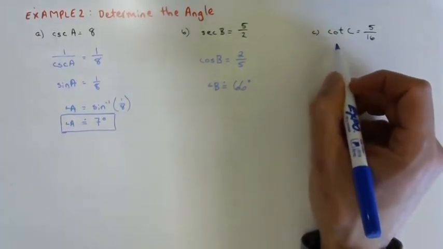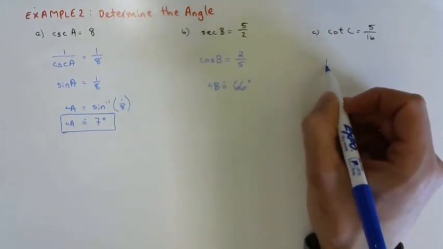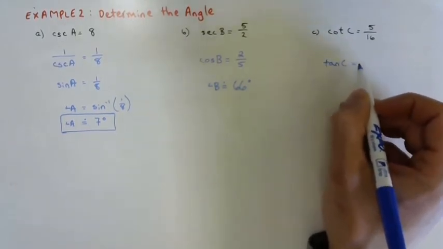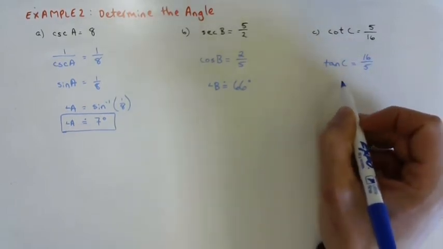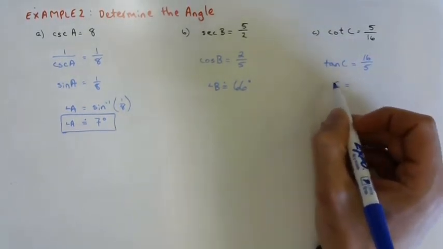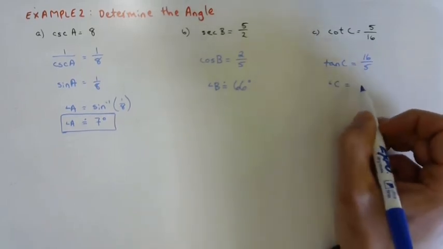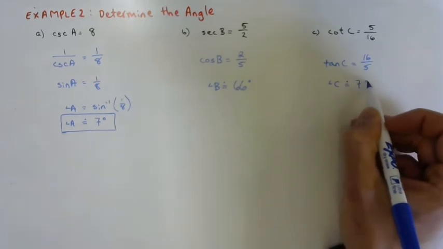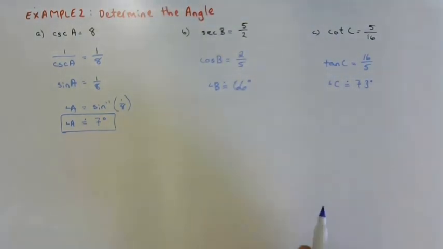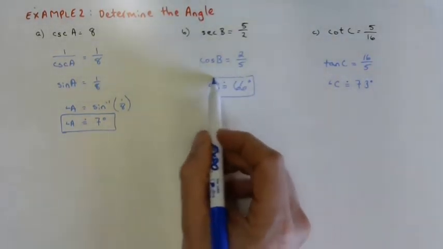What's the reciprocal ratio for the cotangent ratio? Tangent. The tangent ratio. The reciprocal of 5/16 is 16/5. Take the inverse tan this time of both sides. And you get approximately, if we work on our rounding skills, 73 degrees.